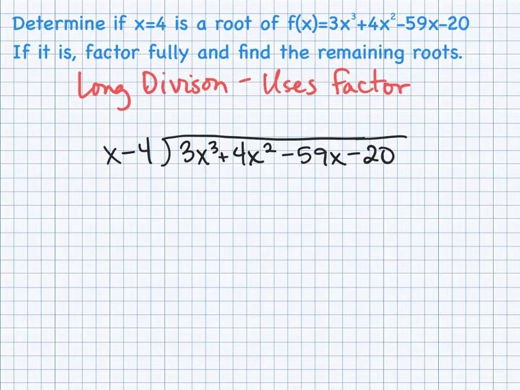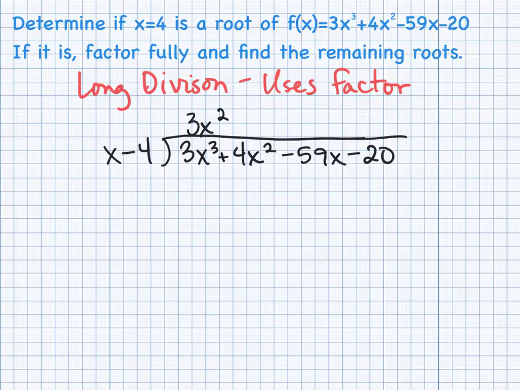Divide that by x minus 4. So we want to see how many times x goes into 3x to the third. So what do we multiply by? No, we don't get 2x squared. We get 3x squared.